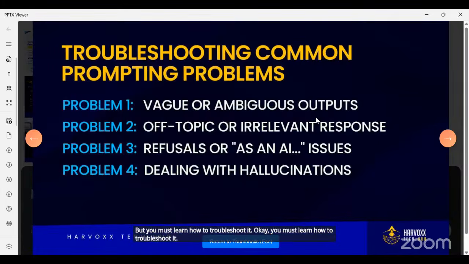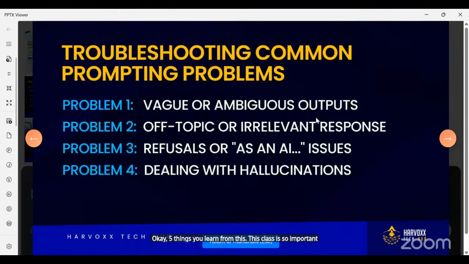I want you to pay attention to what I want to explain here, because I will need you to write down for me 5 things you learned from this. Like I told you, this class is very important to me. 5 things you're learning from this particular thing I want to teach now. Okay, 5 things you learned from this. This class is so important because that's what's holding our project list.